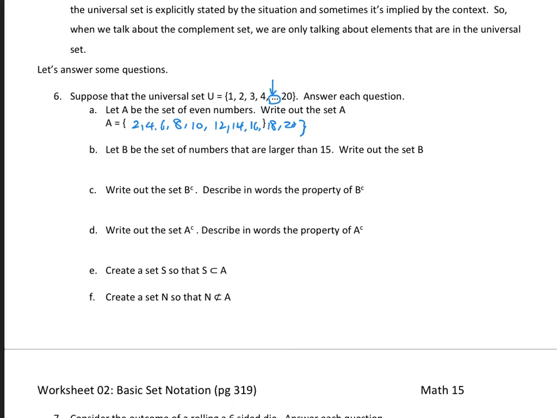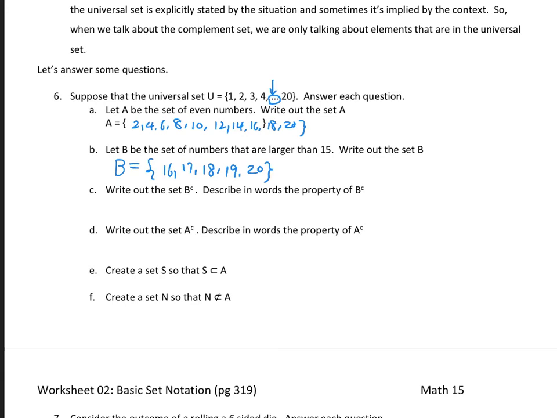And set B is the set of numbers that are larger than 15. Okay, so this is B. Numbers like 16 and on, including 100 or 1000, but here our universal set is 1 through 20. So out of those, the numbers larger than 15. It says larger than 15, so 15 is not included. I'll start from 16, 17, 18, 19, and 20. So that's my set B.